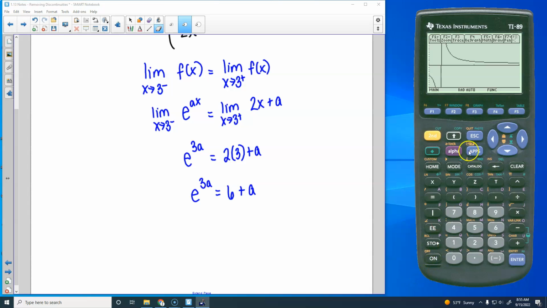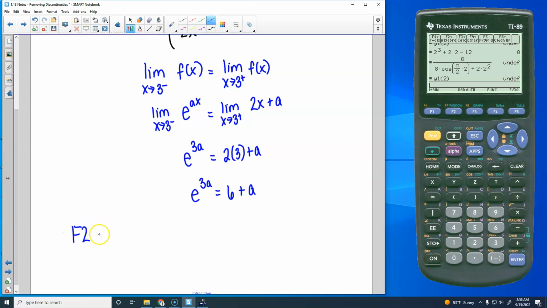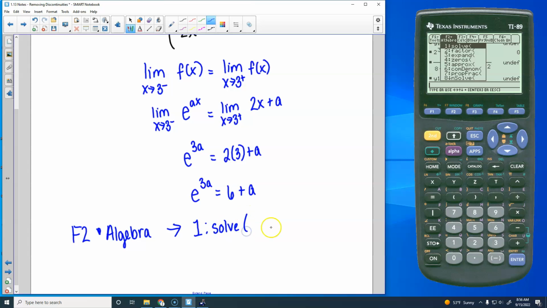something super cool about the TI-89. So just open your calculator up, just go to the home screen. Alright, right here, you're going to go to F2, where it says algebra. Alright, so we're going to hit our F2, up there where our little tab says algebra. What's the first thing you see? Solve. You are going to tell it solve.